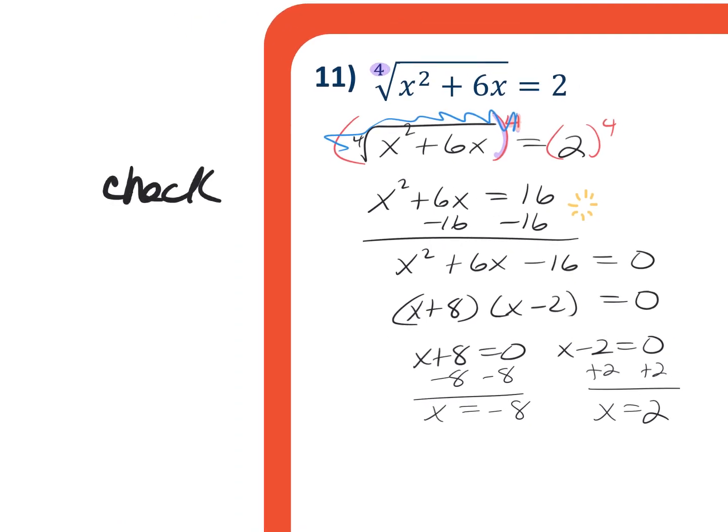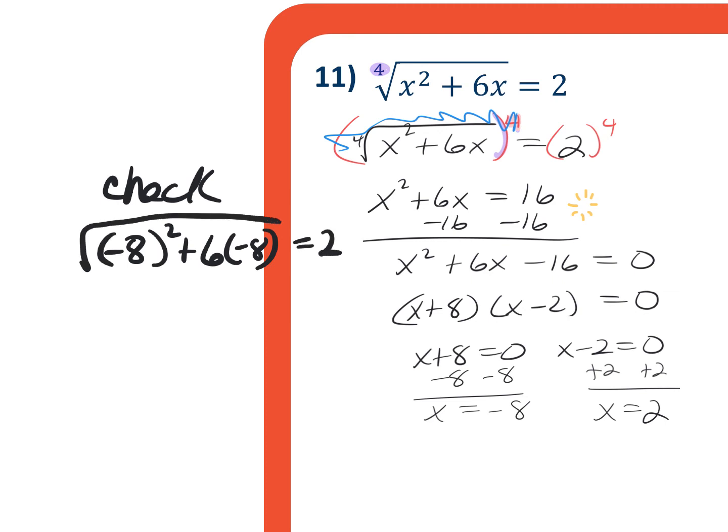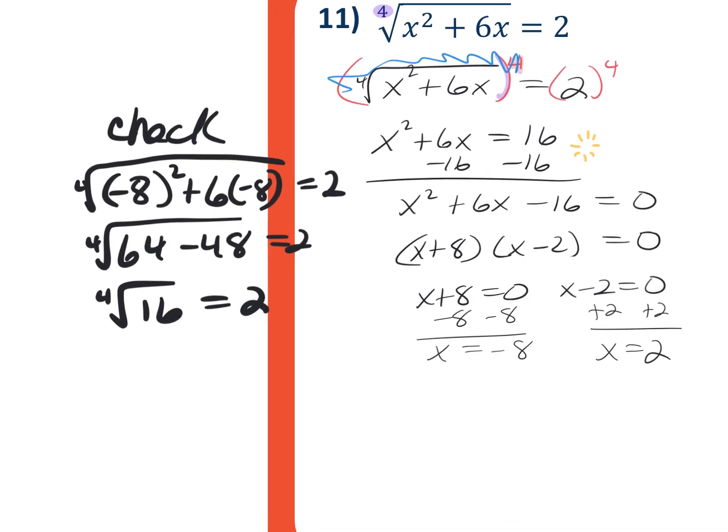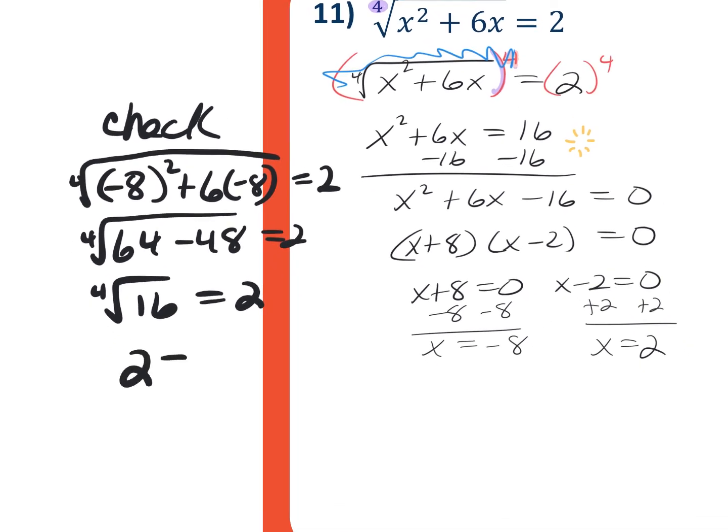So I'll check x equals negative 8 first. So negative 8 squared plus 6 times negative 8, and I'm going to see if that's going to equal 2. I get 64 minus 48. 64 minus 48 is 16. And I'm doing the fourth root, not the square root. And the fourth root of 16 is 2.